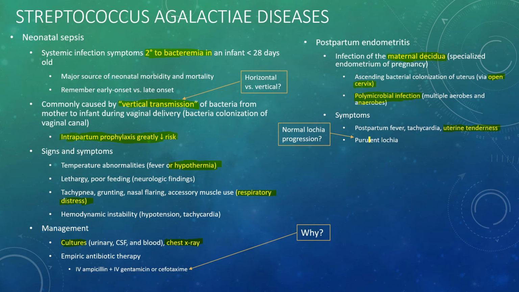What is lochia? So purulent lochia means that the discharge coming from the uterus and from the vagina will be very purulent, yellow, and full of pus. So this is an abnormal type of lochia. What is normal lochia and what does it look like?